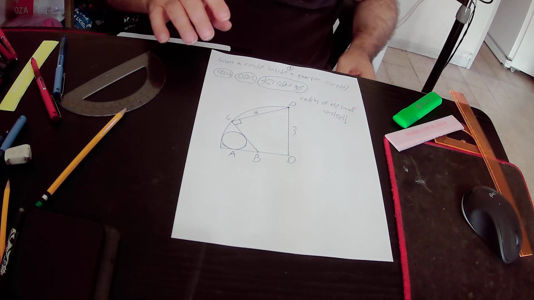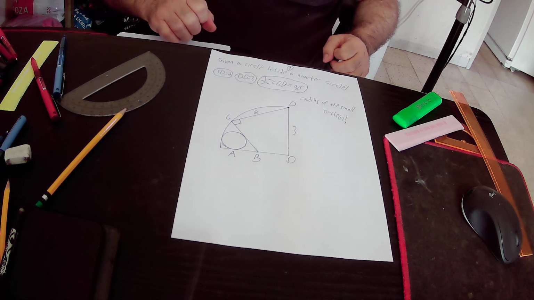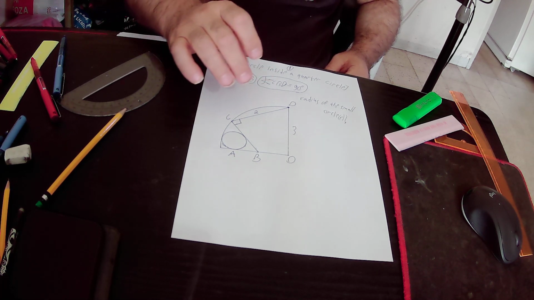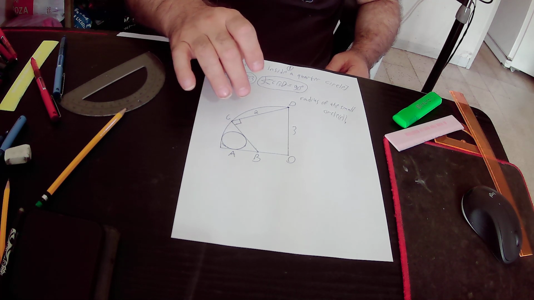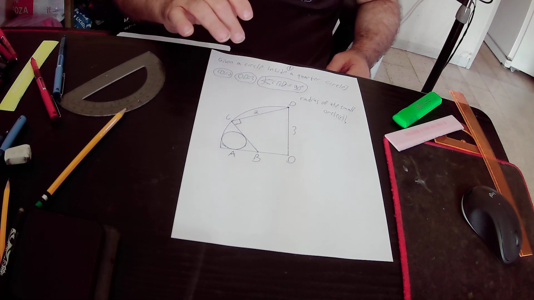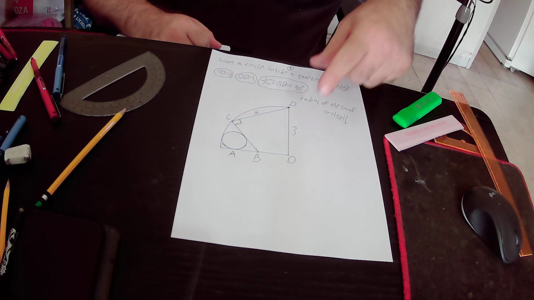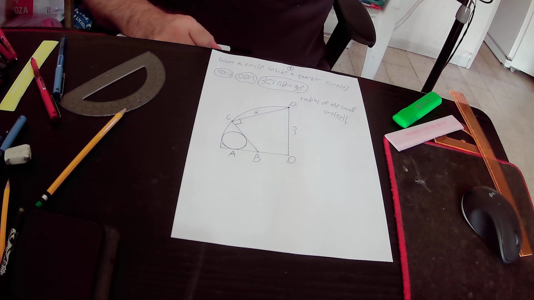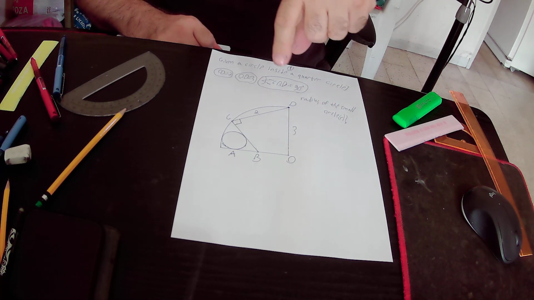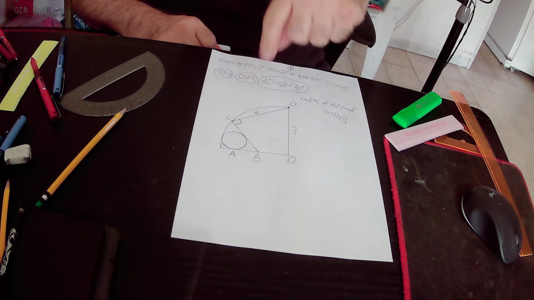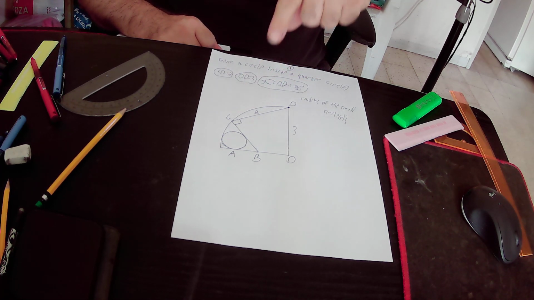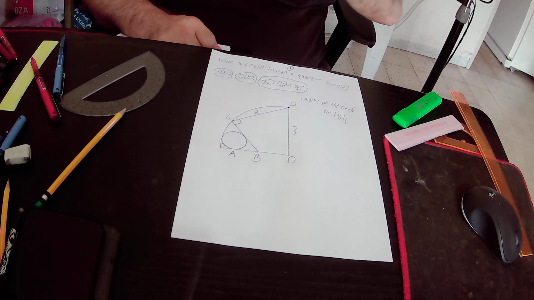Now, in this lecture, we will find the radius of the small circle. In the drawing, we have a quarter circle, and we know that angle BCD equals 90 degrees. Chord CD equals 2 units, OD equals 3 units, and inside the quarter circle we have a small circle, and we want to find out the radius of this small circle.